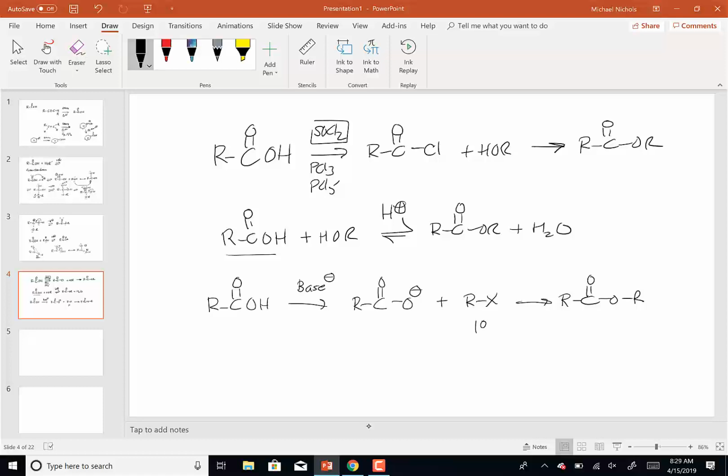And so in this case, you would need the appropriate base to deprotonate the carboxylic acid. Give me a base. Overkill, but yes. Give me another base. Overkill, but yes. C minus, definite overkill, but yes, it would work. H minus would also work. Sodium hydroxide, now we're getting more realistic.